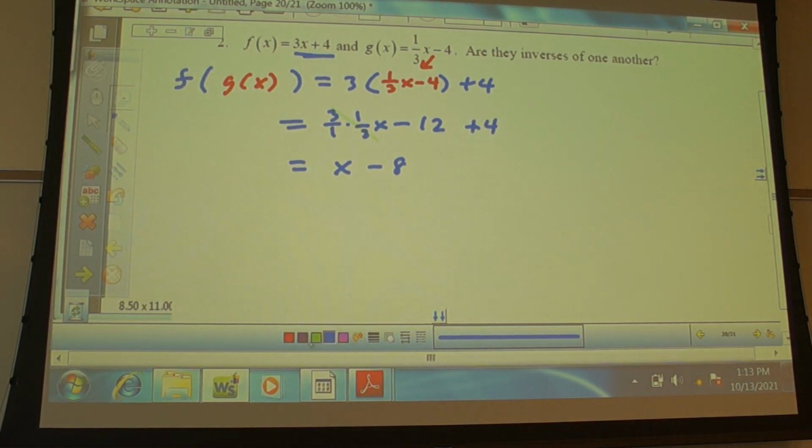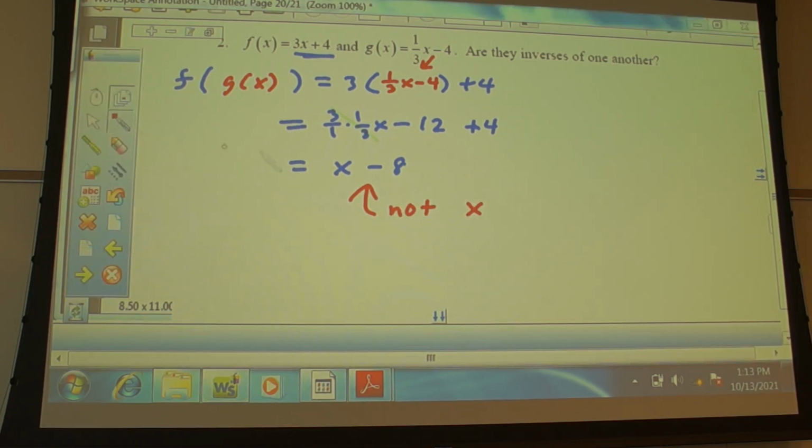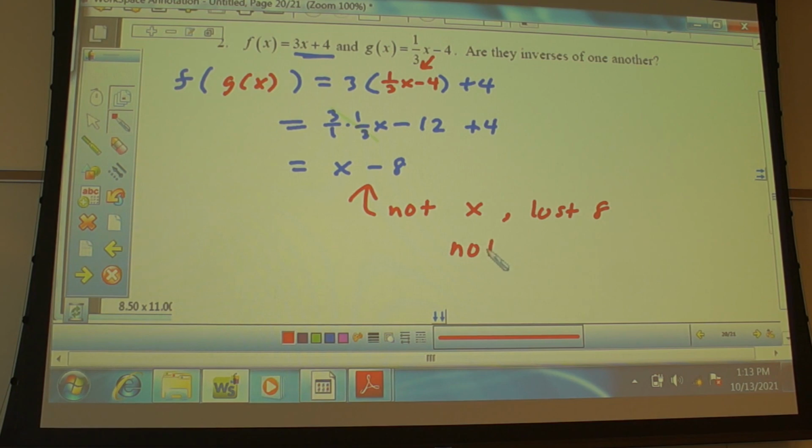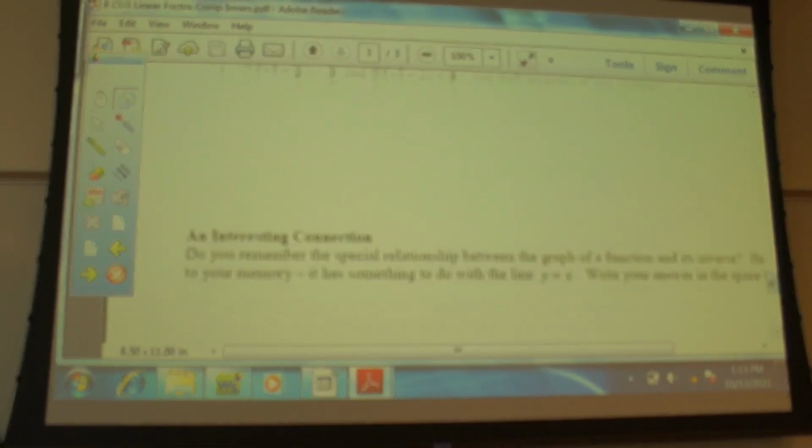This x should be equal to this, but this is just x. They're not equal. I lost $8 over here. So one should not be equal to this if they were inverses. So this one is going to be x minus 8. Okay, you guys have one more to do on your own, number 3.